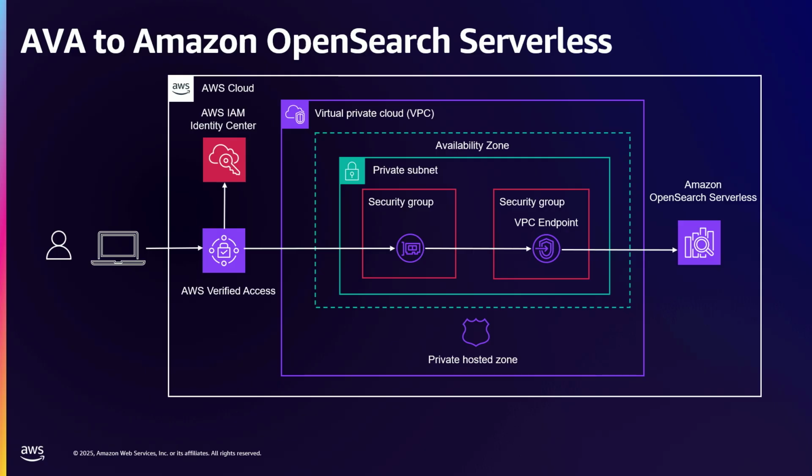So taking a look at the flow going from left to right again. So the user will be on the laptop, launching the connectivity client to connect to the AVA instance after authenticating against IAM Identity Center. Then the user will access the AVA endpoint. And through the AVA endpoint, the user will be able to access the VPC endpoint. And through the VPC endpoint, the user will be able to access OpenSearch serverless.